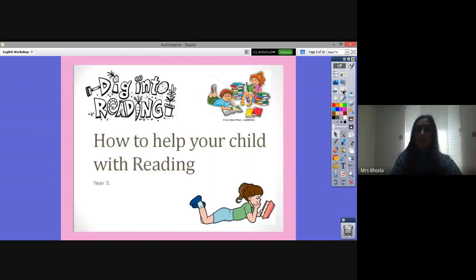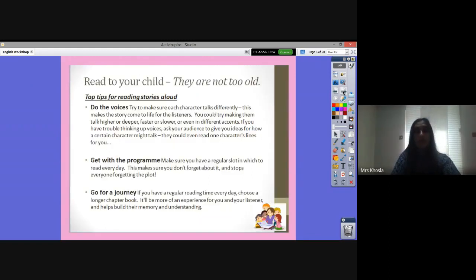Ways you can support your child. Reading with and to your child as often as possible and talking to them about what they've read is essential. So please read to your child. They're not too old. Model reading, make it as enjoyable as possible. Read to them doing the voices. Make the story alive.